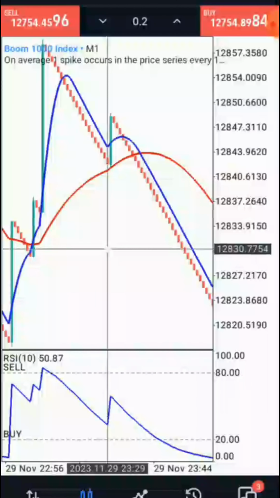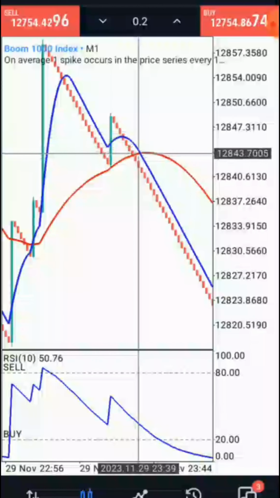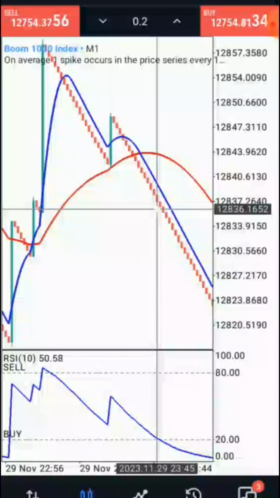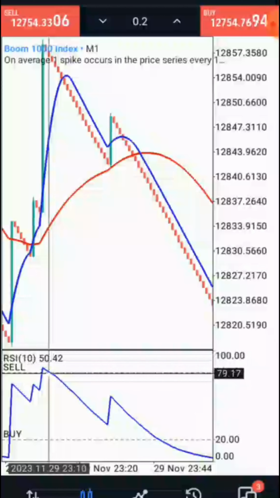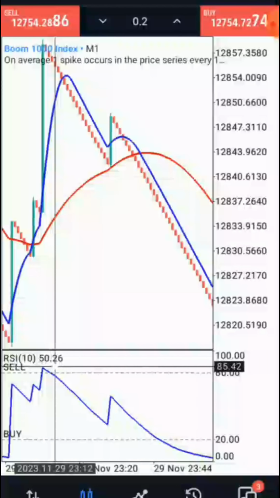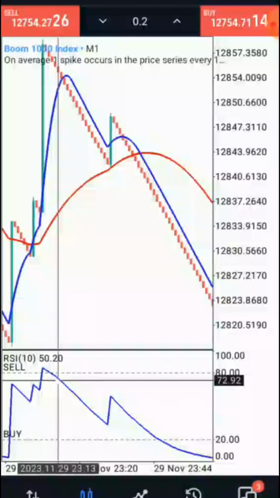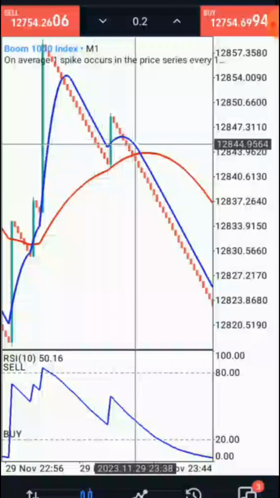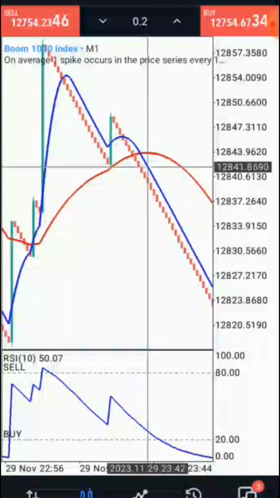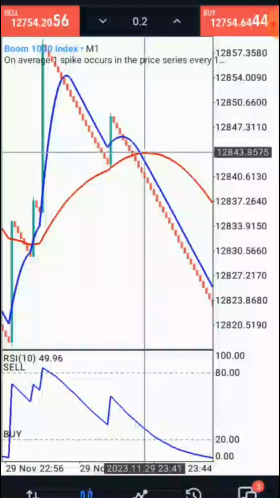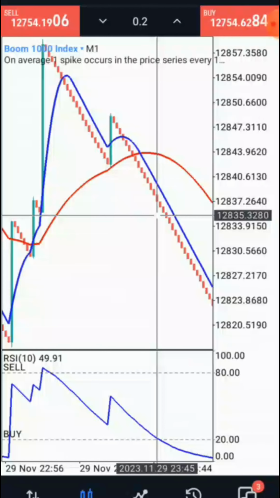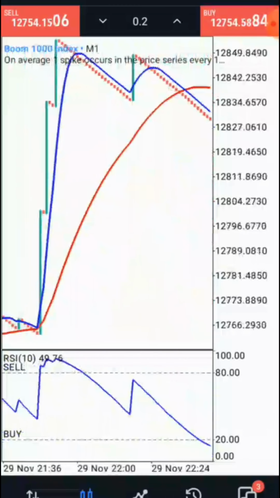Here we have an example. We can see price crossed below this level, and then we're going to get our 8 candles. Whilst RSI has reached an overbought region and crossed below 80, and then we can see we have a crossing here. The blue and the red line are crossing here, and then we're going to get our candles and close the trade.